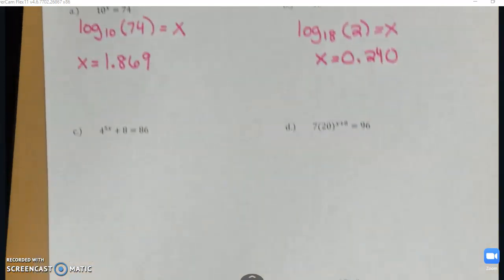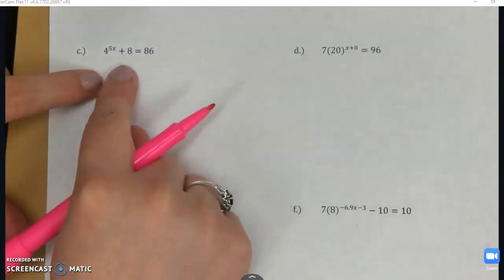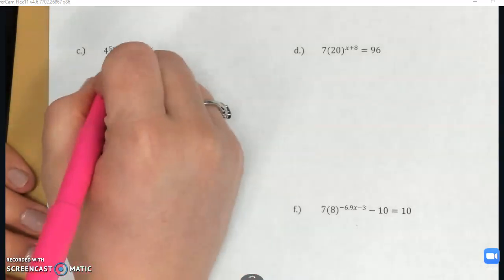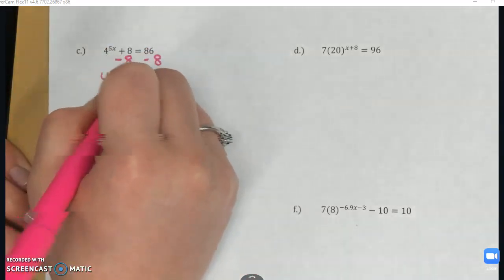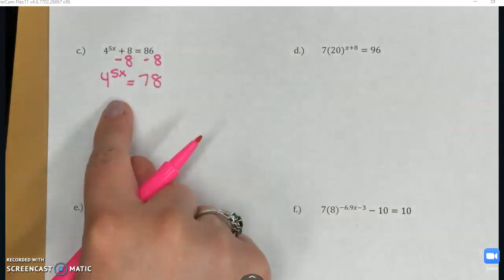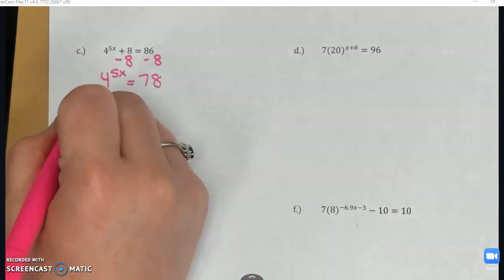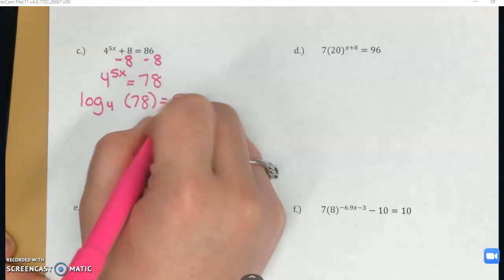All right, moving into some more challenging ones, C and D. On C, I need to move the 8 in order to isolate my exponential expression, so I'm going to do that with subtraction. So 4 to the 5x equals 78. Now my exponential expression is by itself, so I can rewrite this as a log. Log base 4 of 78 equals 5x.